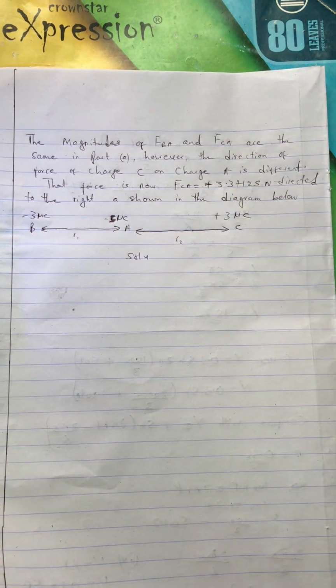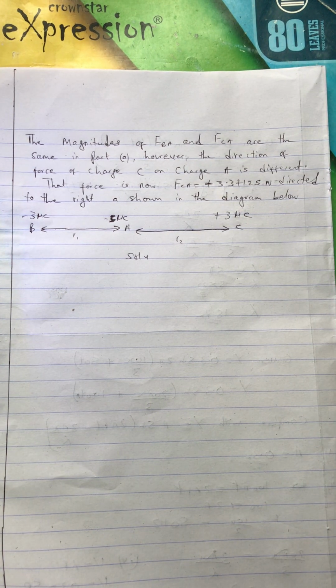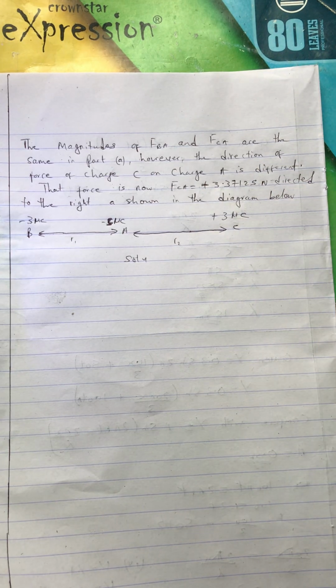Hi guys, so today we'll be taking another question on the vectorial form of Coulomb's law. The question says the magnitude of force AB and force CA are the same as in part A. However, the direction of the force of charge C on charge A is different. You now say that force FCA is plus 3.37125 Newton directed to the right, as shown in the diagram below.